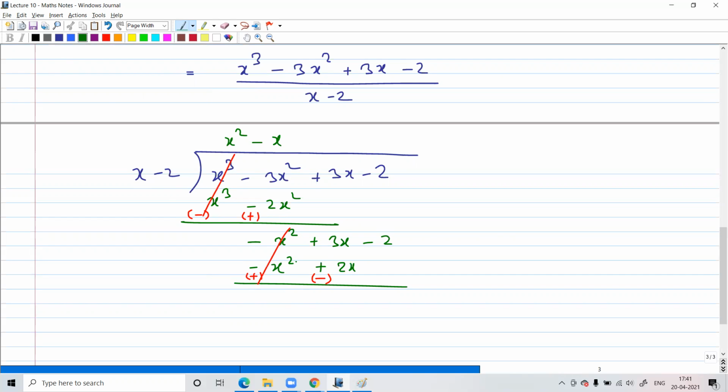Minus 2x will become x minus 2, and this will of course go one time. So it will be x minus 2 and this is minus, this is plus. Both of them become 0.